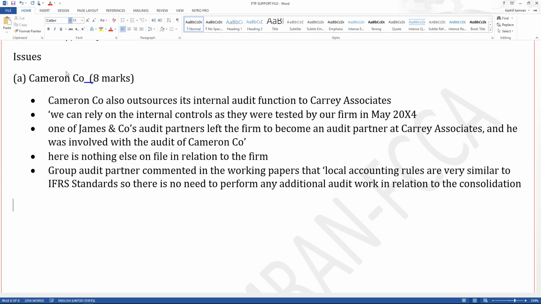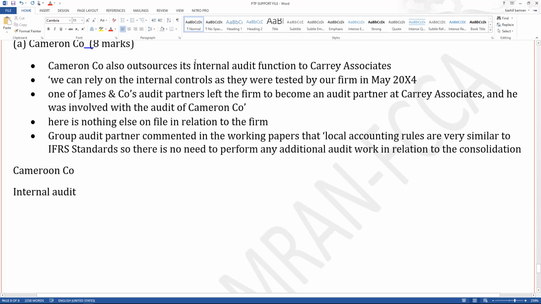You need to solve it on the practice platform. I'm solving it on the Word file here just to ensure that you get this as an end document of the webinar. So I put the heading Cameroon company. Under the Cameroon company, the first problem is internal audit, and under the internal audit we start to write. So Cameroon outsourced its internal audit function to Kerry Associates. That's the first problem. Now the first thing is that you need to explain what the problem is here, or why it is a problem, why outsourcing the internal audit function to Kerry Associate is an issue.